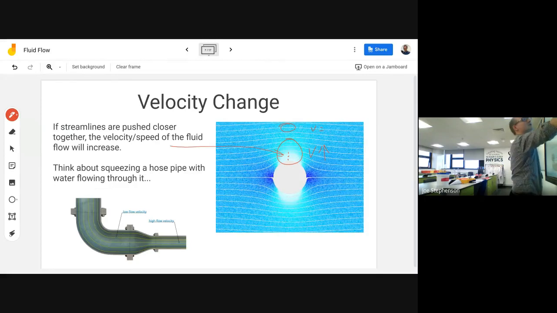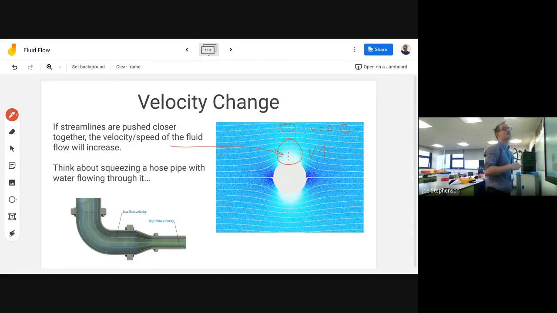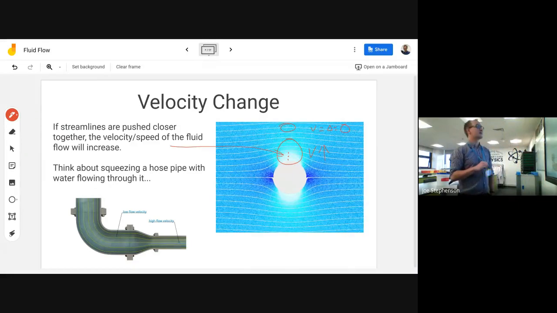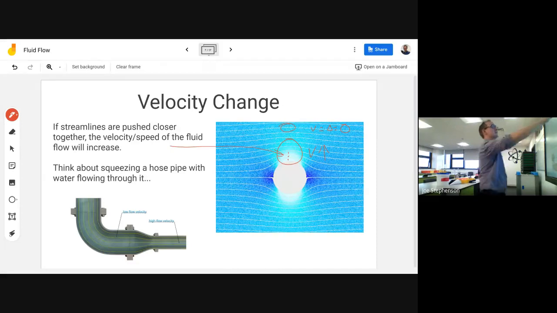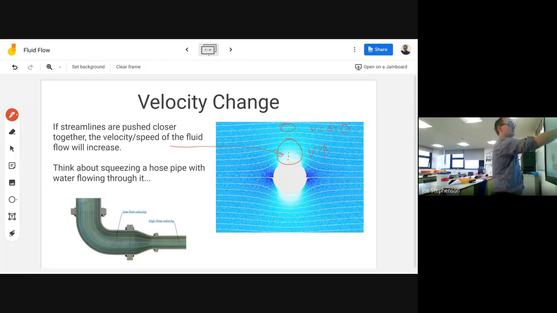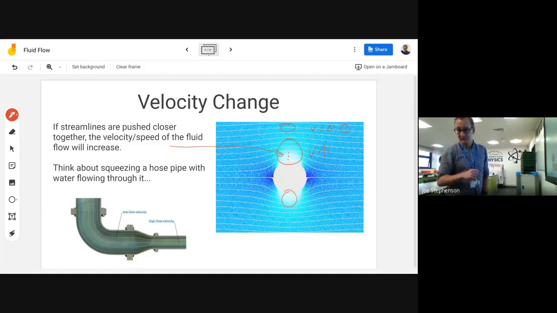So the change is 0. In that particular section, the velocity change is 0. It might change slightly because there is a slight bunching as it goes around that object, but it's going to be really noticeable here and here while it goes around that object. I haven't mentioned anything about pressure at the moment. We're only interested in velocity change at this point.